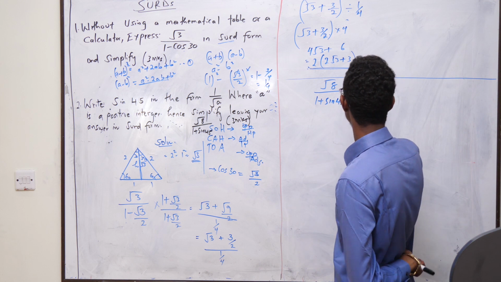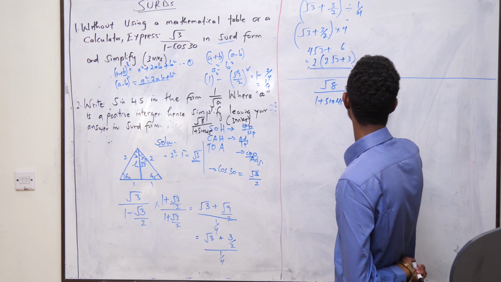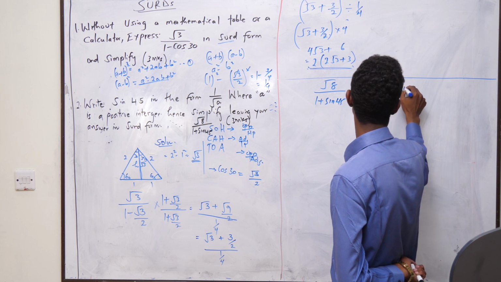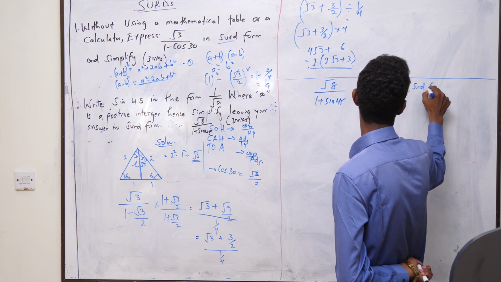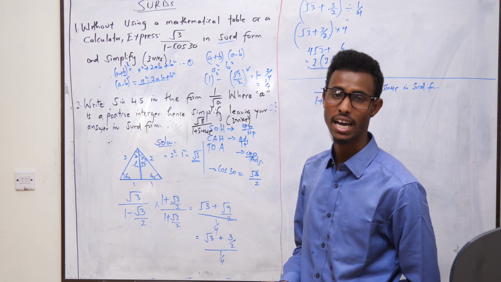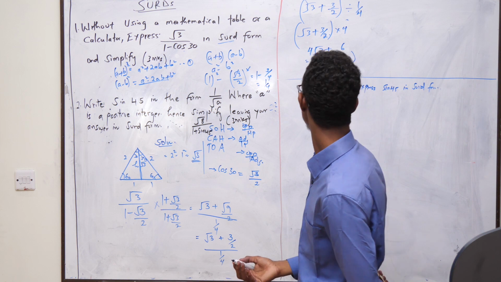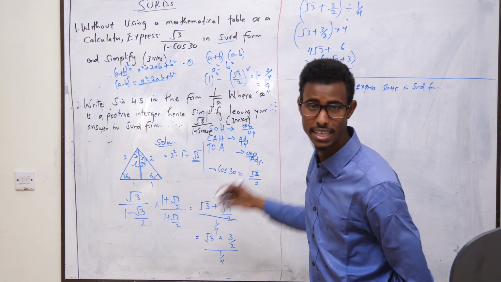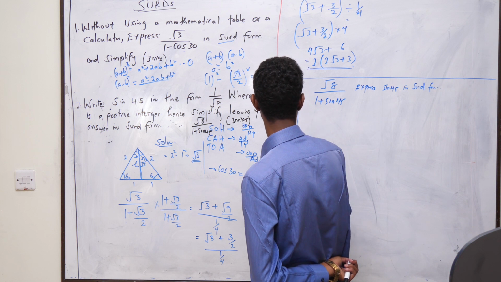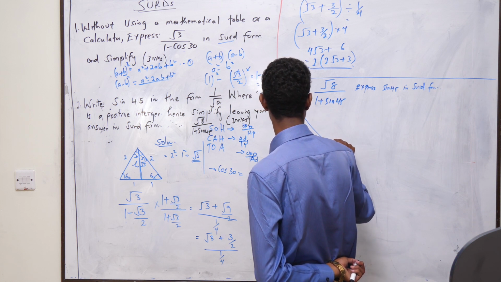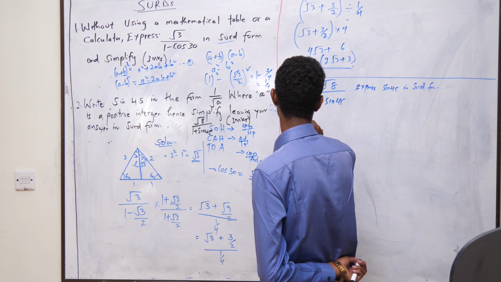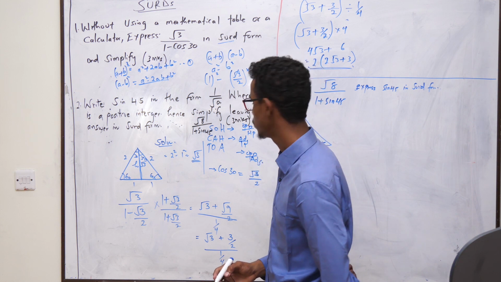Now we are told to express sin 45 in surd form. In this case, what you do is draw an isosceles triangle with the equal angles 45, 45. This is the isosceles triangle. You have here 45, 45. Good.